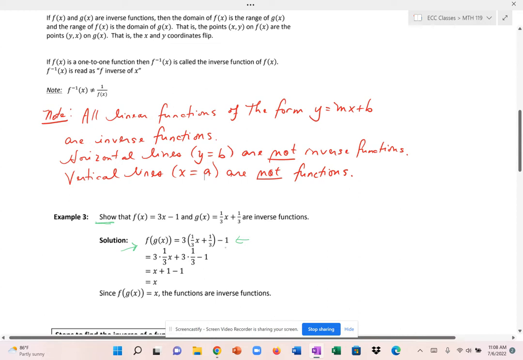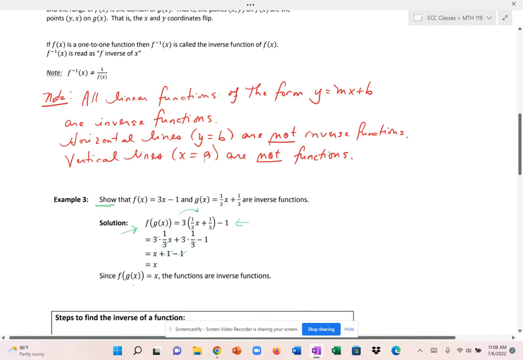Then I have to simplify that. So I distribute the 3 across that. I have 3 times 1/3 x plus 3 times 1/3 minus 1. The 3's cancel here and here. So I'm left with x plus 1 minus 1. The positive 1 and the minus 1 cancel, so my answer is just x. So since f of g of x equals x, the functions are inverses.